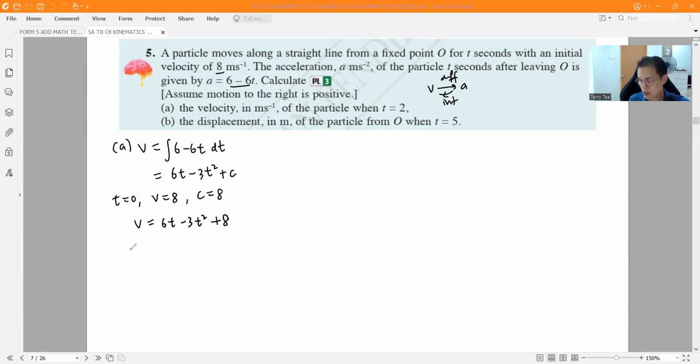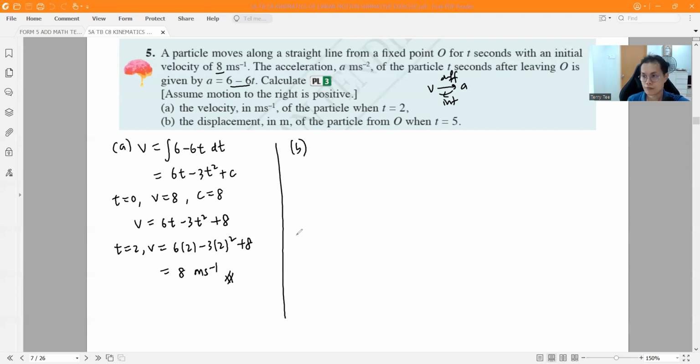But I'm finding the velocity when t is 2. We put t equals 2 inside. Your v is 6 times 2 minus 3 times 2 squared plus 8. This is 12, this is 12 as well. 12 minus 12, 0. You plus with 8, 8 meters per second. All right. B. Find the displacement when t is 5. Okay, the problem is I don't have the displacement function, so I could integrate my velocity to get my displacement.